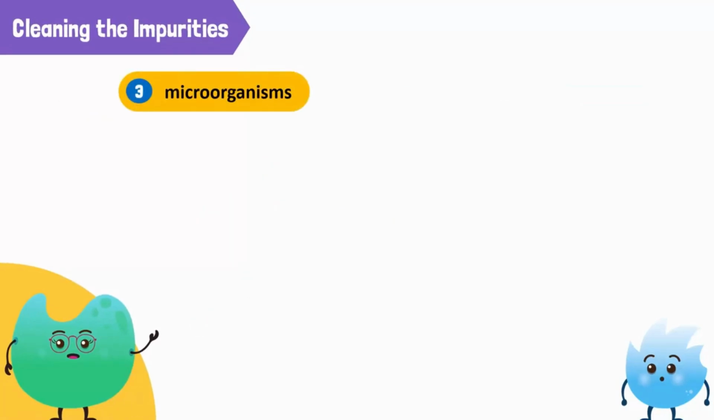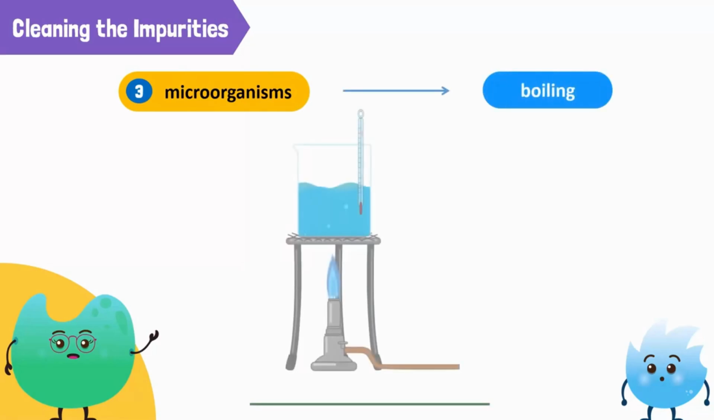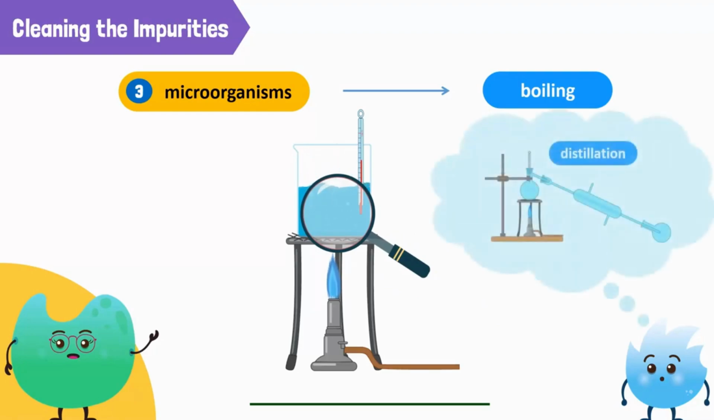What about the microorganisms in the water? Well, one way of getting rid of microorganisms is boiling. Boiling raises the temperature of water, and the high temperature kills the microorganisms. So, when we boiled the water in distillation, the microorganisms died?